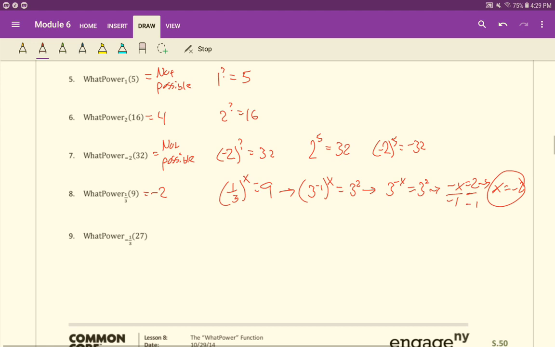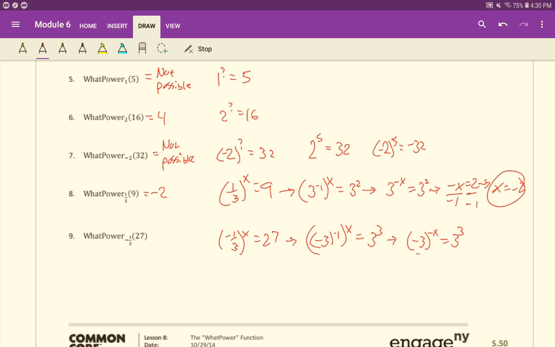All right, same deal here for this one. We can do a similar kind of situation potentially. So again, what power of negative 1/3 is 27? Let's rewrite things here. This is going to be a little bit trickier though because we have that negative in front, but we can still do some of this. So for example, we could say that this is negative 3 to the negative 1, all to the x, equals 3 to the 3rd. And then if we multiply our exponents, we get negative 3 to the negative x equals 3 to the 3rd.